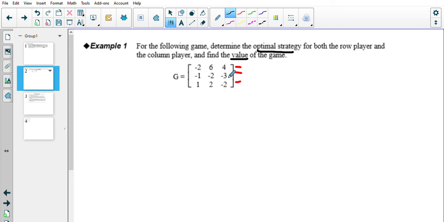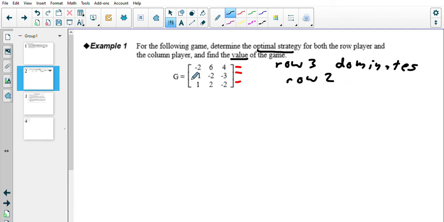But in order to be precise, we need to verify that there's another row that is better than the second row in every single column, right? So if we look at the third row, 1 is greater than -1, 2 is greater than -2, and -2 is greater than -3, right? So all the entries in row 3 are better than all the corresponding entries in row 2. So we can say row 3 dominates row 2.